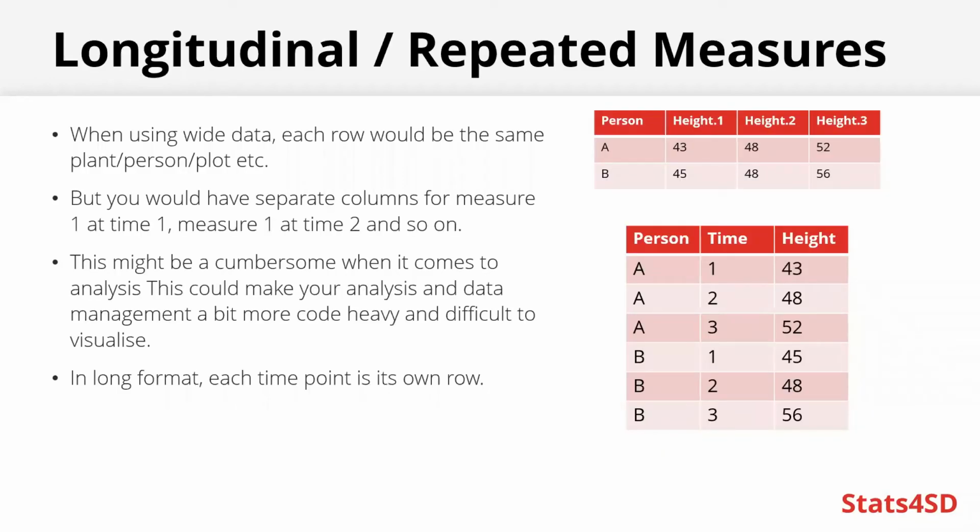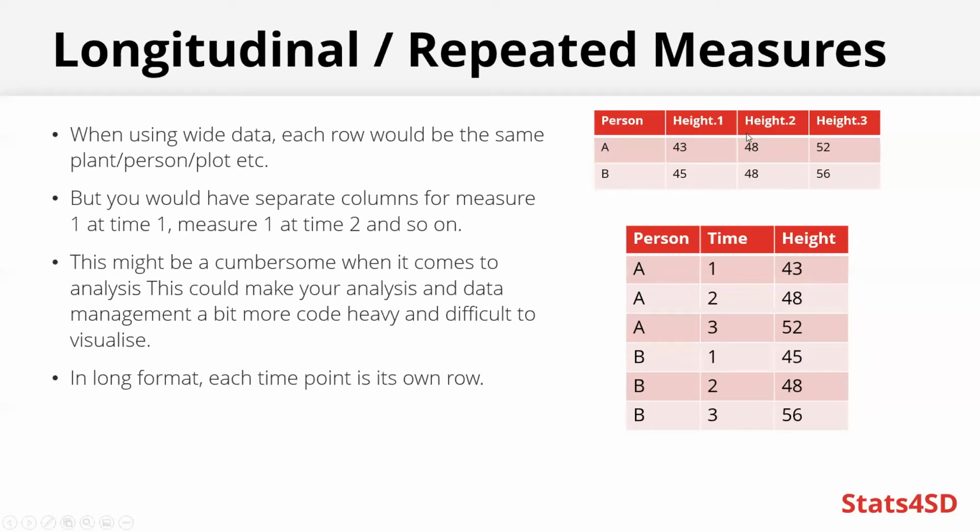So just to go into these a bit more in depth, if we were doing some longitudinal and repeated measures data collection, and I were to use a wide data format for this, basically each row would be the same plant, the same person, the same plot, with the same time points. So this would be what it is up the top. I have my person A, and I've recorded their heights at 3 different time points. I have person B, and I've recorded their height at different time points.